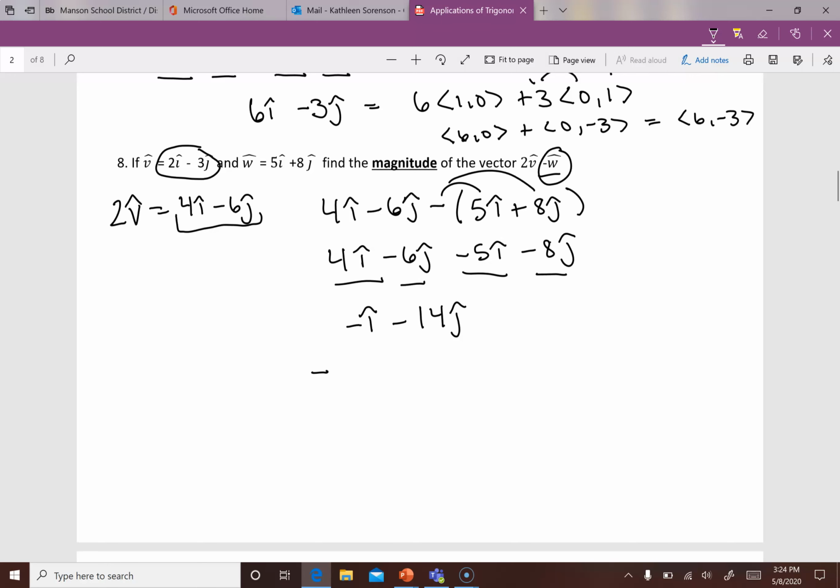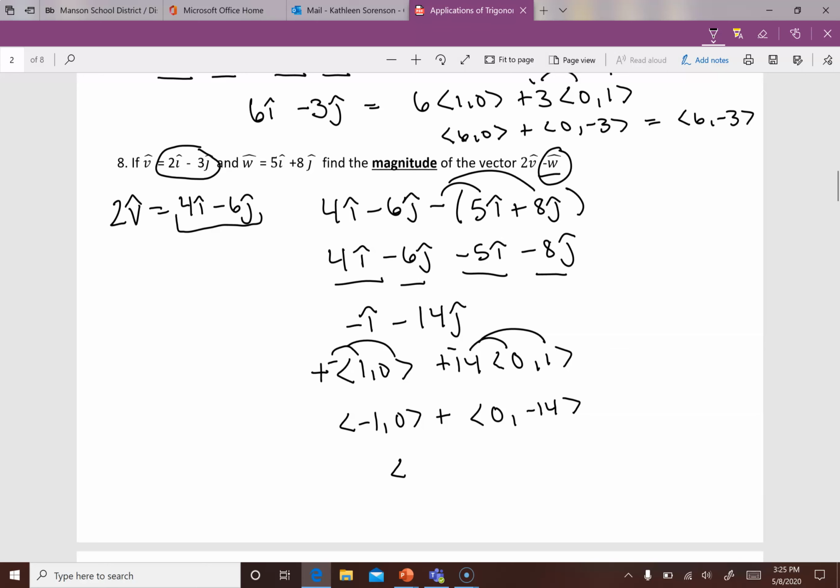So this is going to give me negative, and then I've got 1, 0 for that guy, and a minus 14, and this is going to be a 0, 1. So I'm going to change this to a plus negative, and I'm going to distribute that through. I'm also going to change this to a plus negative, distribute the negative through, so that gives me a negative 1, 0. And then this gives me a plus 0, negative 14. So this gives me a negative 1, negative 14, because I combine negative 1 and 0 to get negative 1, and then I combine 0 and negative 14 to get there.